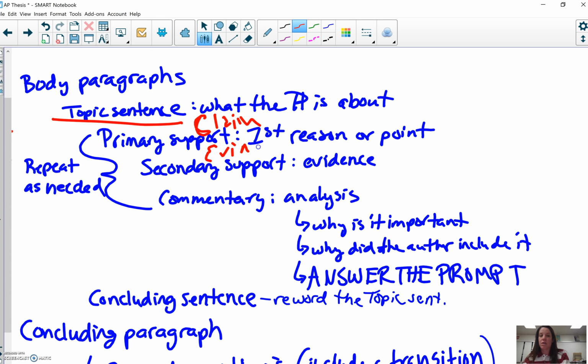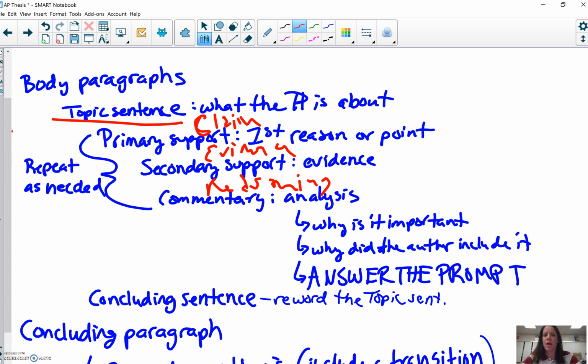It says it right there. Sorry, that writing is not great. And then your commentary is the same as reasoning. Ooh, my pen is not working well. Sorry, guys. Okay, so your claim is your first reason, your first point, based off of what your thesis says and based off of what the point is that you're writing on. Your secondary support is that evidence. You're not going to be able to use your book, so you've got to know some evidence that you can use in a prompt in your writing.